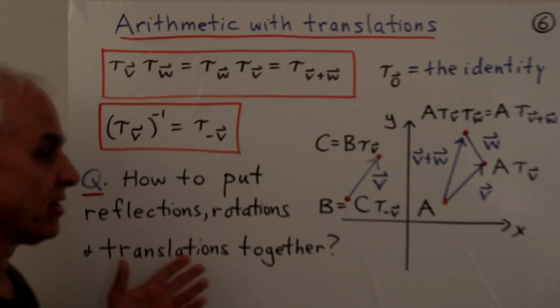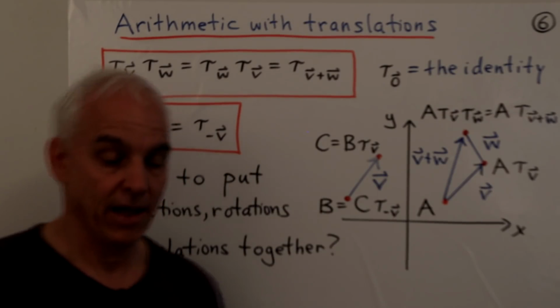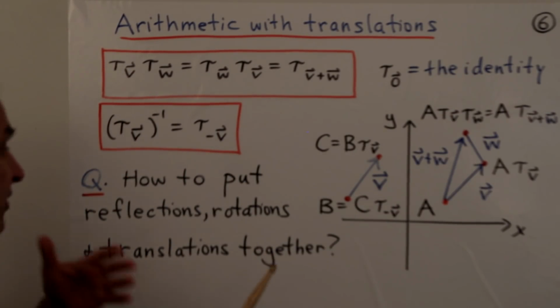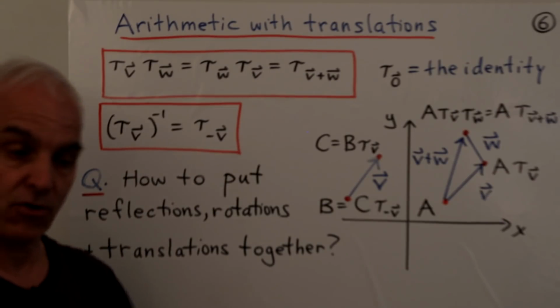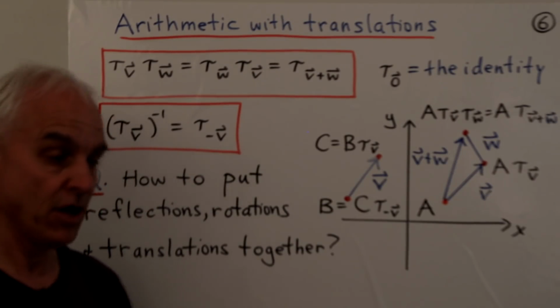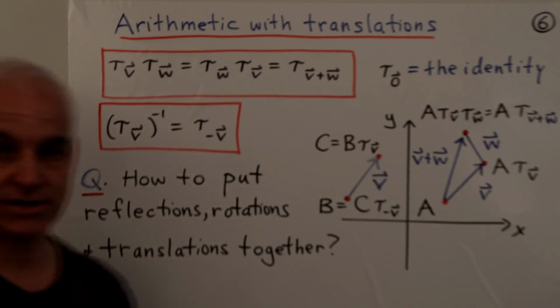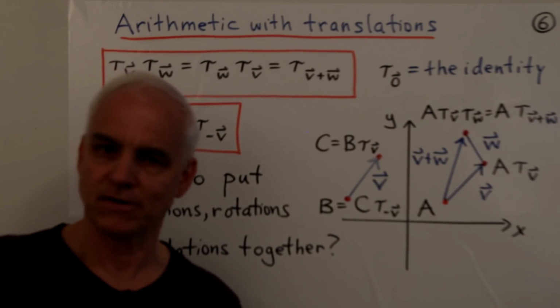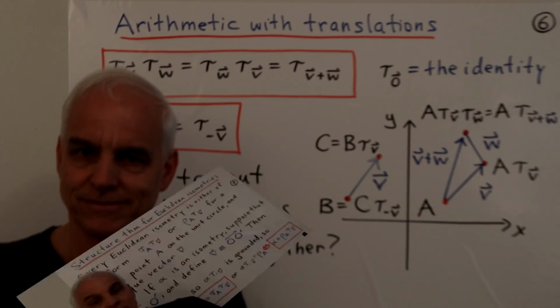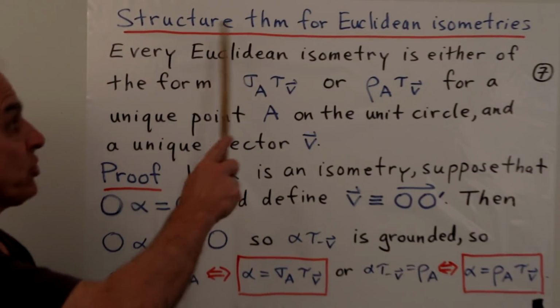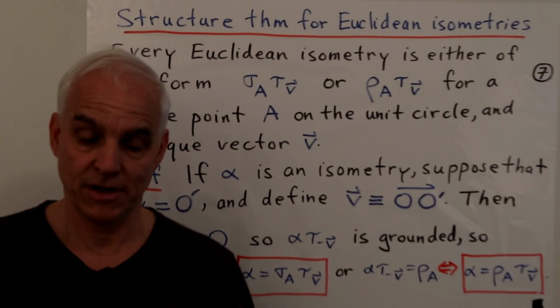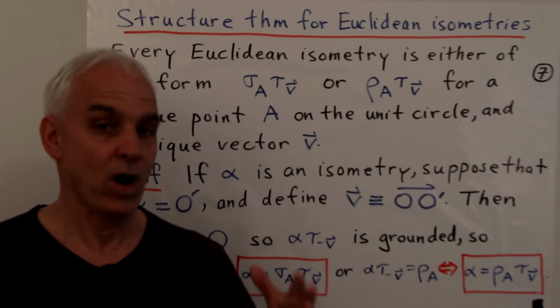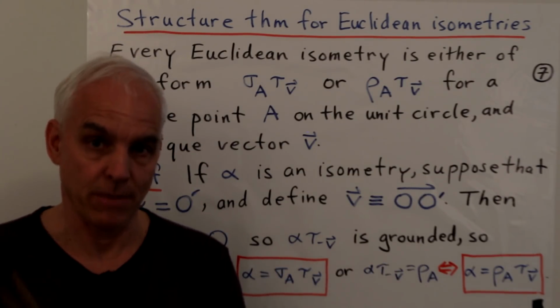Great, so now we have these translations. And so a natural question is, how do we put the reflections and rotations, the grounded isometries that we already have, together with these translations? And are there any other isometries that we haven't thought about yet? So here is our main structure theorem for Euclidean isometries. This theorem tells us what all the Euclidean isometries look like.